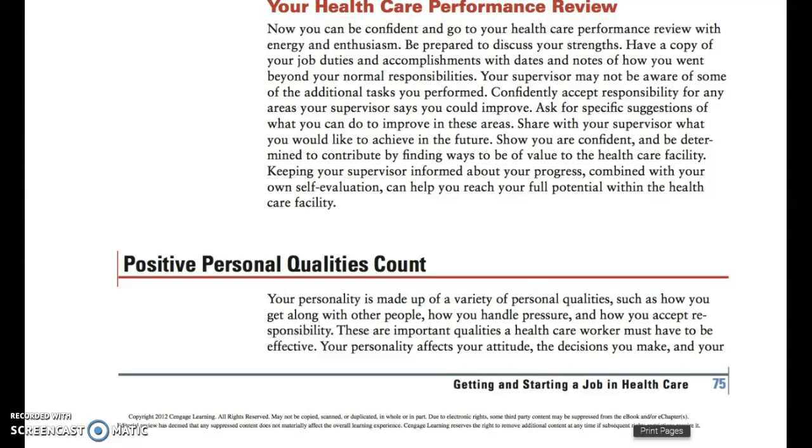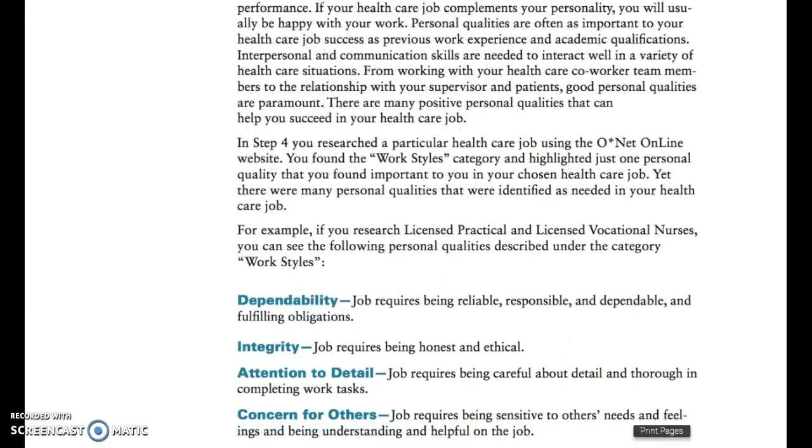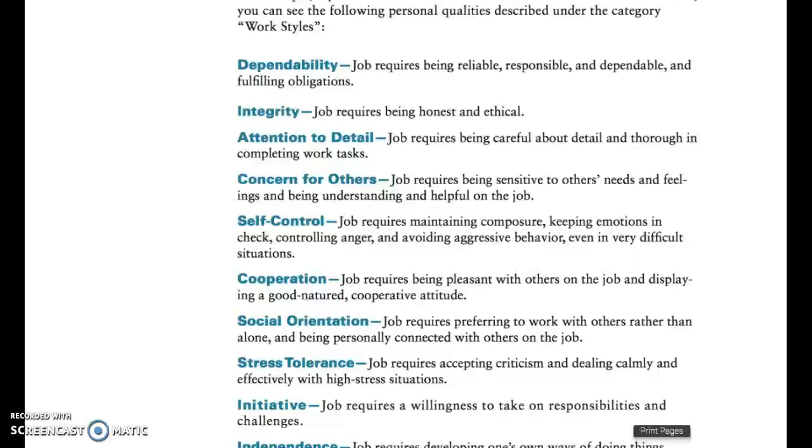So this isn't just about what's on paper. This is about how you portray yourself, right? Your personality, your dependability, your integrity, attention to detail. All of those types of things play into how you're perceived overall. And there is an activity later on in this chapter that helps you identify some of those things. So make sure you take the time to do that.